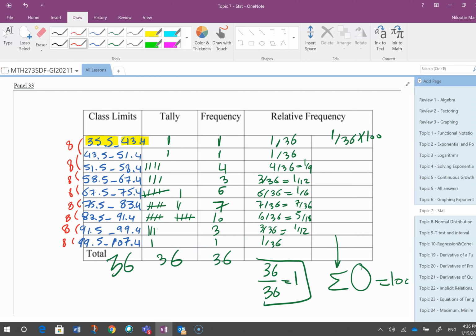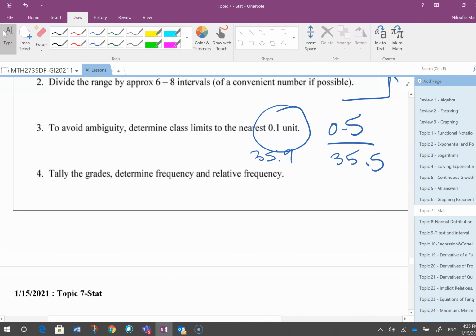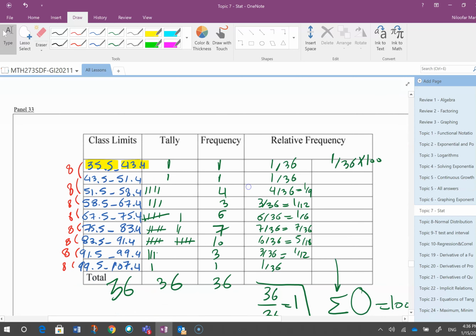The difference between 43.4 and 43.5 is just 0.1. So I either start from 35.9 and continue 8 by 8, or I do half. I know that from 43.4 to 43.5 there are many numbers, but there is no data. There is no data from 43.4 to 43.5.